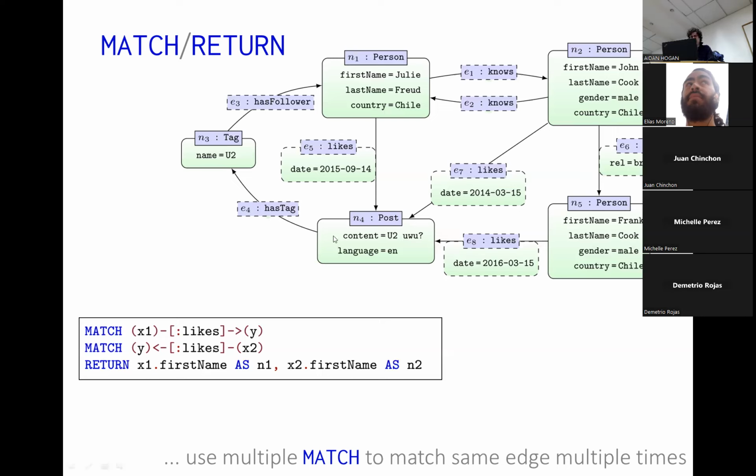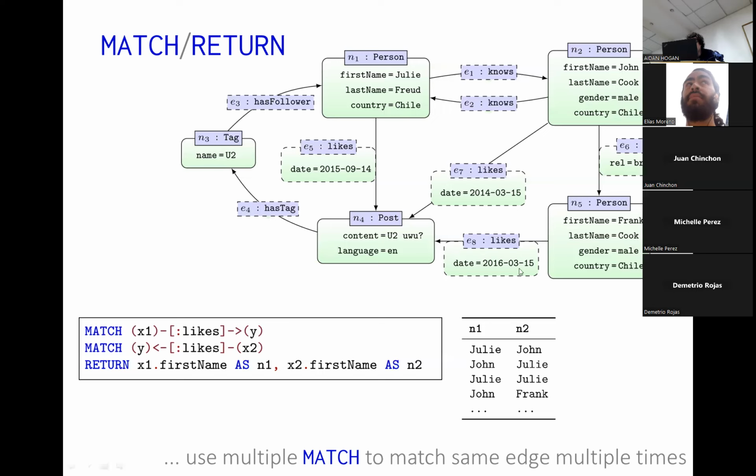So in this case, x1 likes y and y likes x2. Before, we had ruled out the possibility that x1, for example, could map to Julie, John, Julie, going back through the same edge. But now we can get these sorts of results. So we get Julie, John. We got John, Julie. We can essentially go forward and back across the edges multiple times, and that gives us a number more results. So we get more results than before.